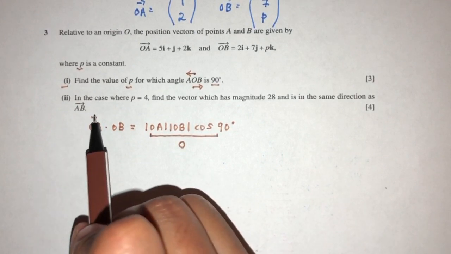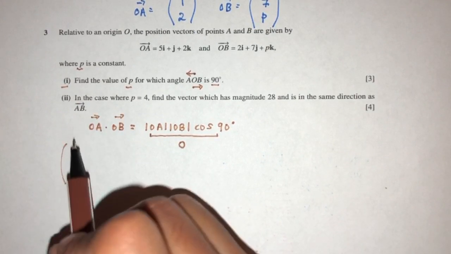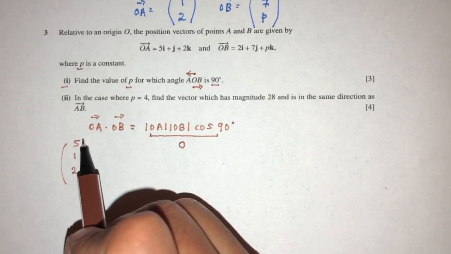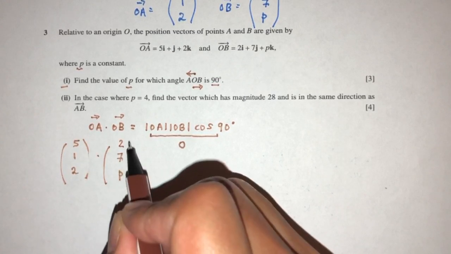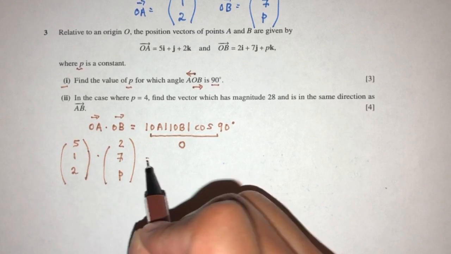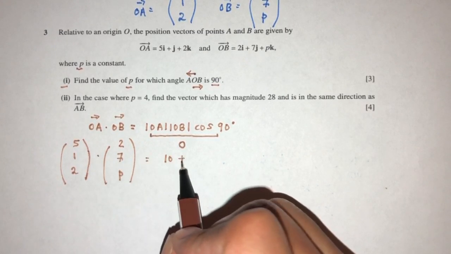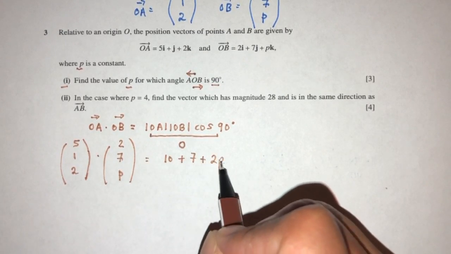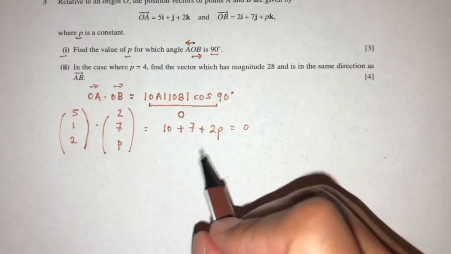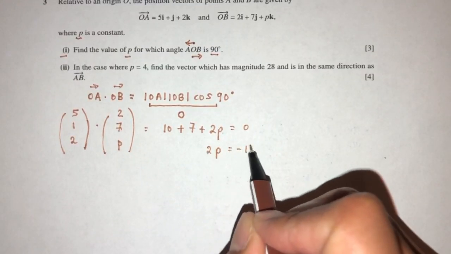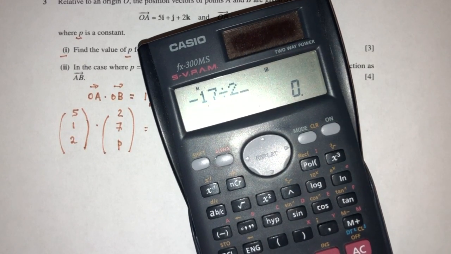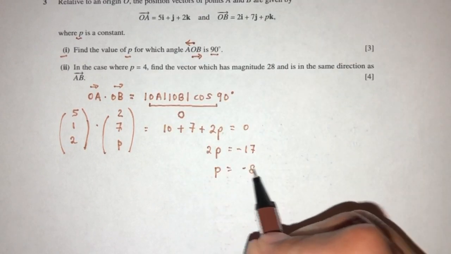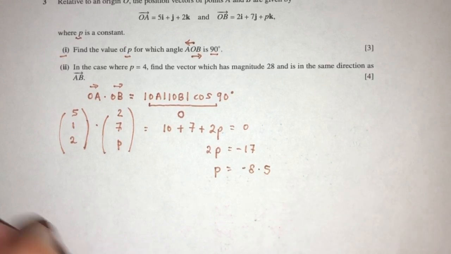So replace. We know OA is equal to (5, 1, 2) and OB will be (2, 7, p). Simplify, you will have 10 plus 7 plus 2p, that will be 0. So 2p will be minus 17. So p will have to be minus 17 divided by 2, minus 8.5. Okay, that will be part 1 of your question.